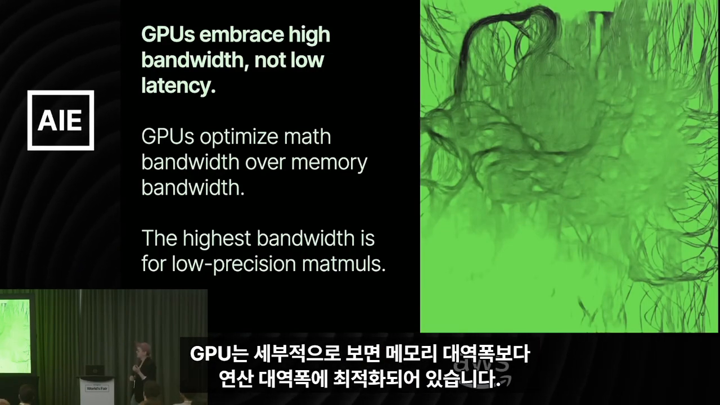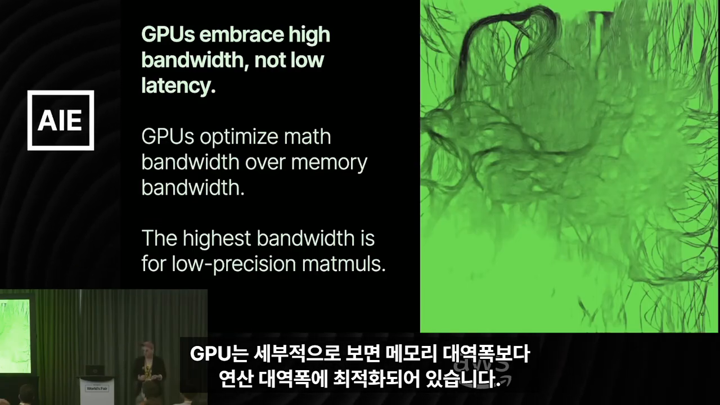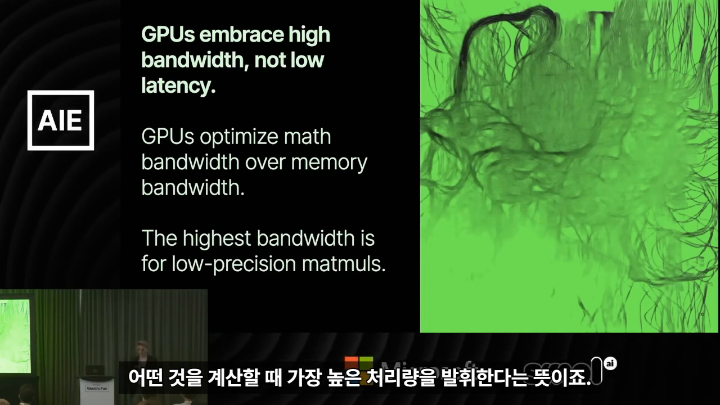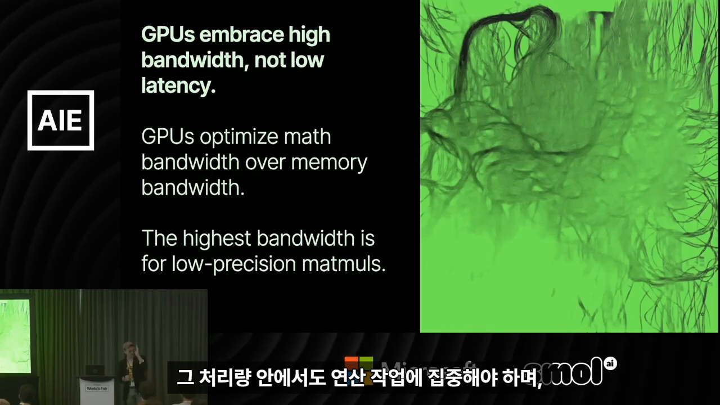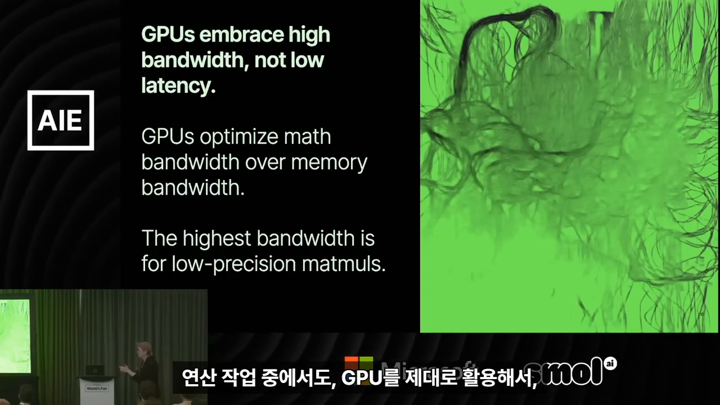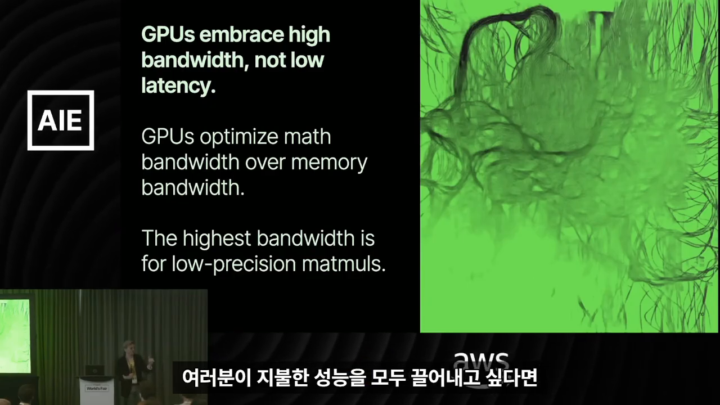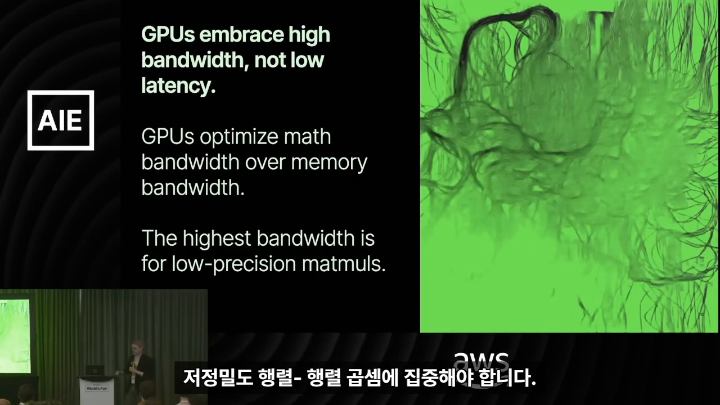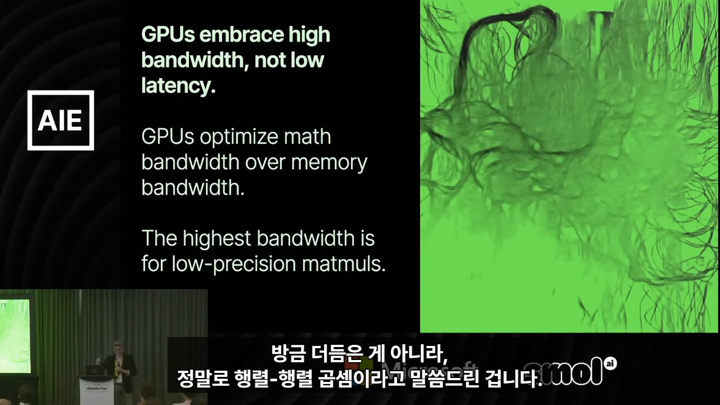And then in detail, they optimize for math bandwidth over memory bandwidth. So they do computing on things. That's where they have the highest throughput. So you want to align yourself not to latency, but to throughput. And within throughput, you want to focus on computational operations. And then within computational operations, if you want to actually use the whole GPU you paid for, it's low precision matrix multiplications. Sorry, that wasn't a stutter. That was matrix multiplications, not just matrix-vector.